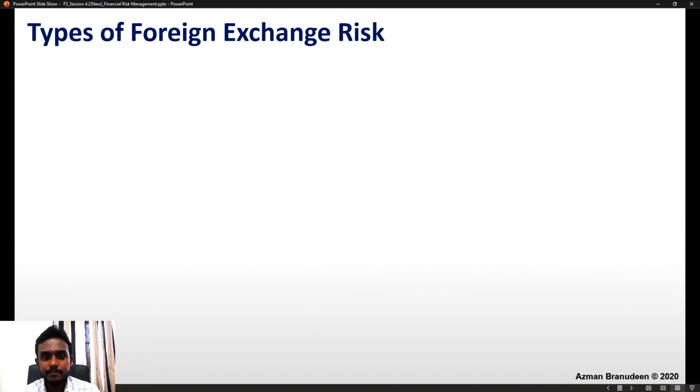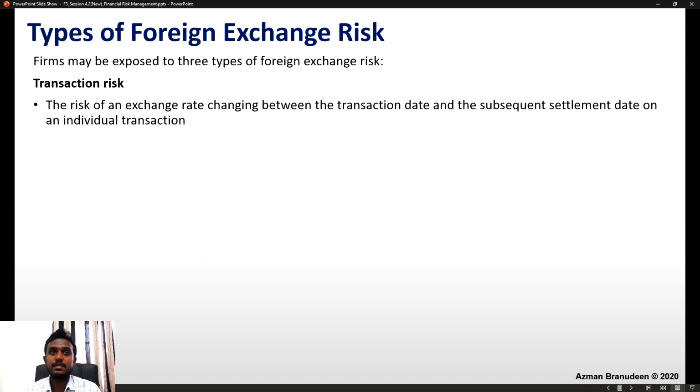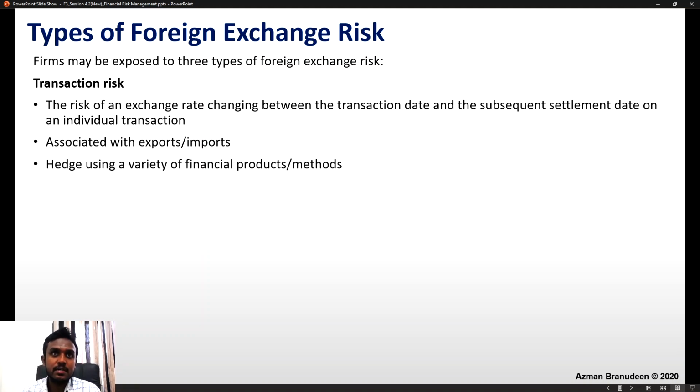First of all, we have to remember what the different types of foreign exchange risks are. Firms may be exposed to 3 types of forex risk. First one is transaction risk. This is the risk of an exchange rate changing between the transaction date and the subsequent settlement date on an individual transaction, associated normally with exports and imports, and we can hedge this using a variety of financial products and approaches.